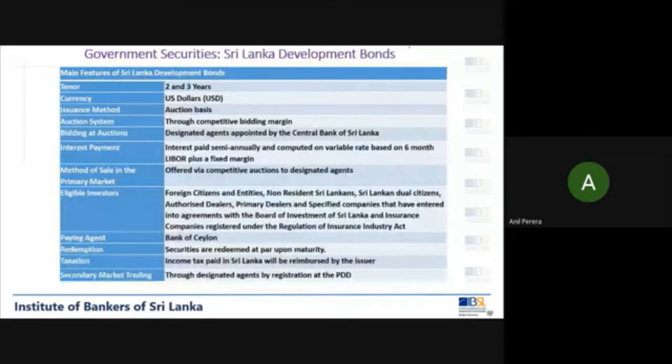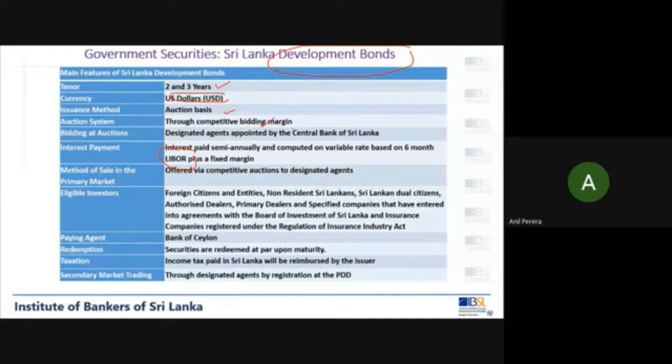Sri Lanka development bonds. I think I mentioned this to you some time back also. These are foreign currency denominated bonds, US dollars mainly, issued for 2 to 3 years, for a relatively shorter period or a kind of medium-term period, on an auction basis, a competitive bidding process. And the interest is determined based on LIBOR. The interest rate is an internationally recognized interest rate.